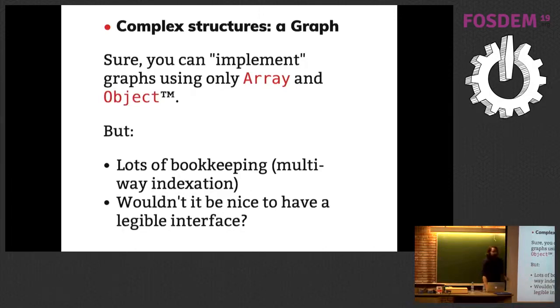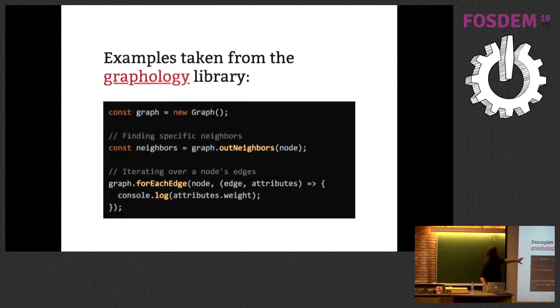And what's more, it's usually better to have a good and legible interface. For instance, here you've got an example which is taken from the library Graphology, which implements graphs in JavaScript. You can just ask for the out neighbors of a node, you can just iterate over the edges of a node, etc. So it's quite easy. And all this is done in constant time, so you don't have to bother about indexing things.